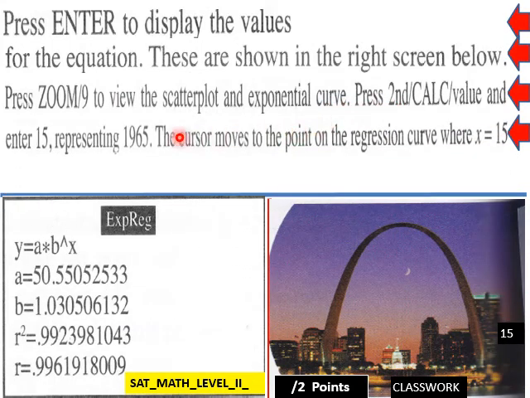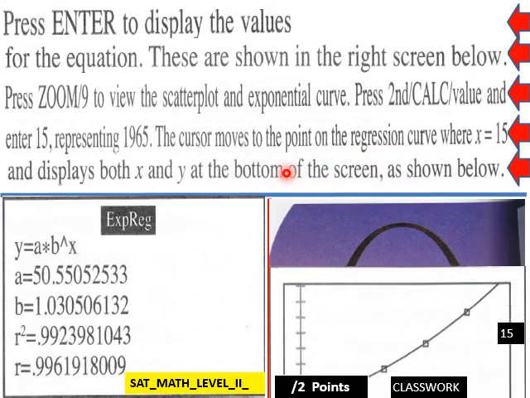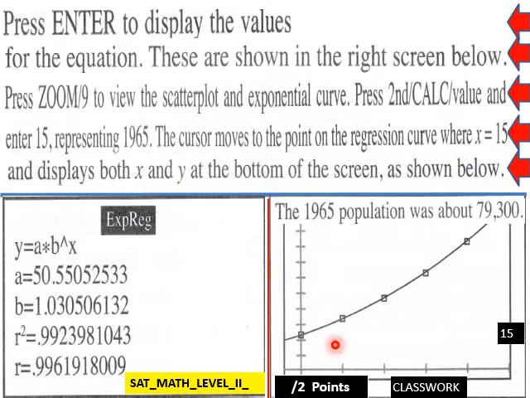Press second CALC, value, and enter 15 representing 1965. The cursor moves to the point on the regression curve where x equals 15, and this is where it should look here. X equals 15 on this curve displays both x and y at the bottom of the screen as shown below. So x and y should be shown when you hit enter 15, and you should get this population here, 79,300. So when x equals 15, y should equal 79,300.